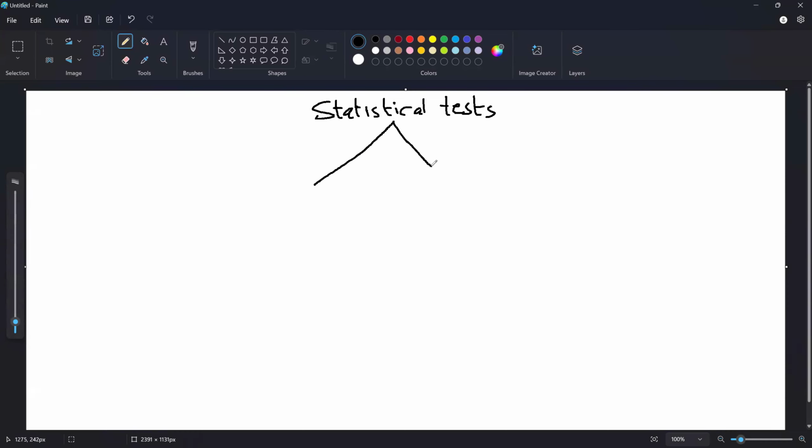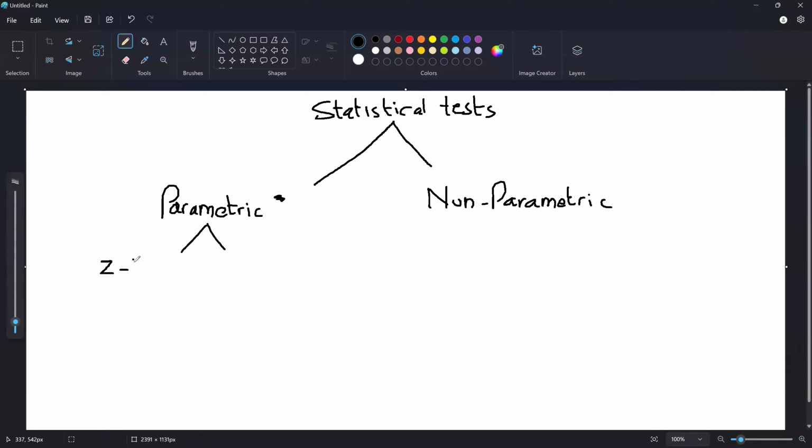So there's two types of statistical tests. Parametric tests and non-parametric. And of parametric, there's two types of tests. The z-test and the t-test. Non-parametric, thank God, there is only one type you have to deal with, which is the chi-square test.